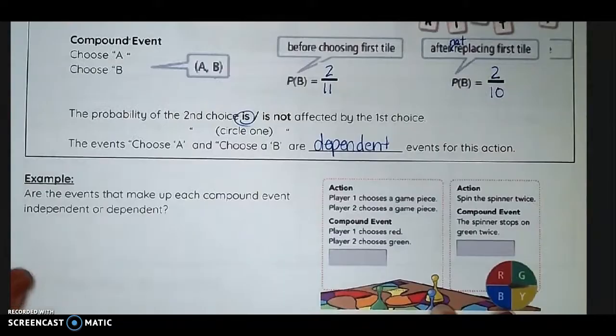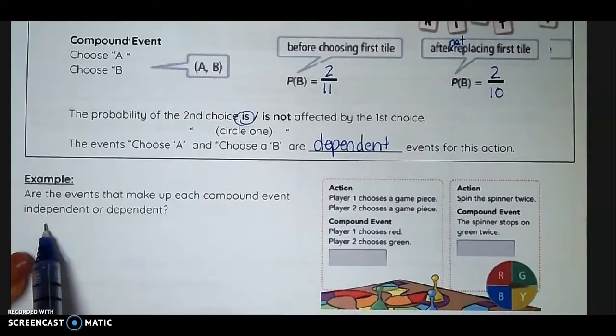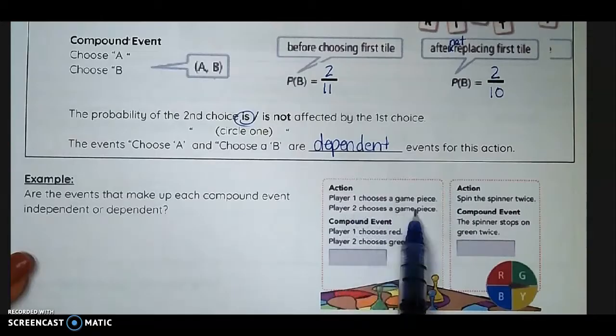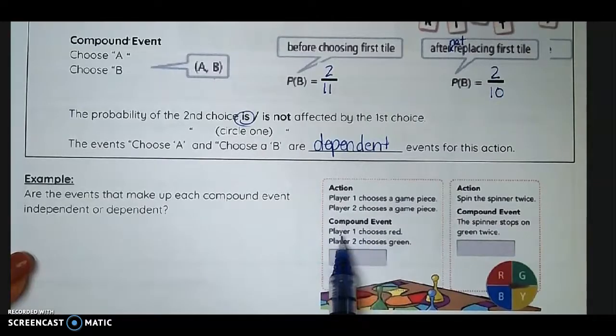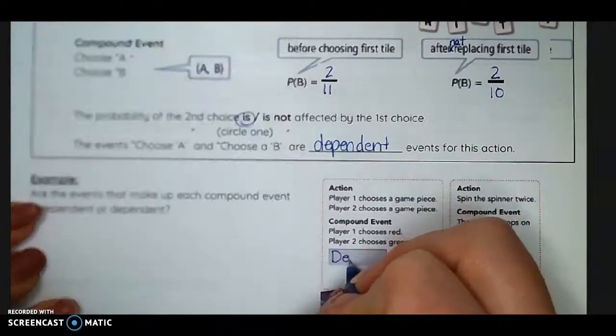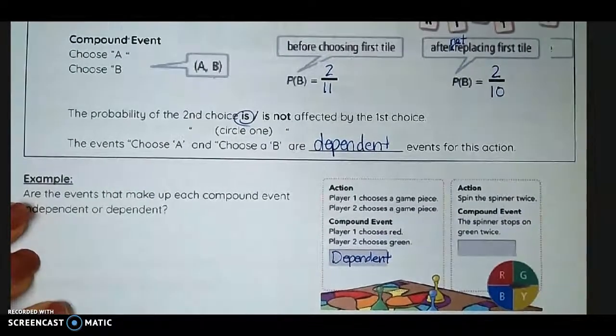So let's see if we can figure out which one's which. Are the events that make up each compound event independent or dependent? The first one says player 1 chooses a game piece and player 2 chooses a game piece. That is the action, what's going to happen. So the compound event that player 1 chooses red and player 2 chooses green is a dependent event because once you pick your game piece, you don't put it back.